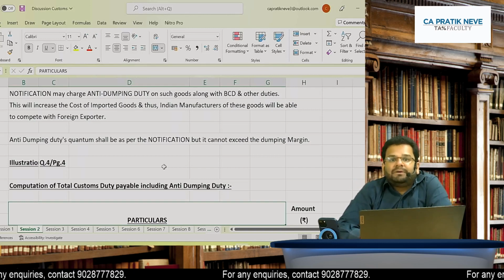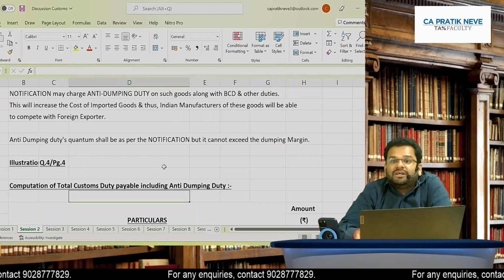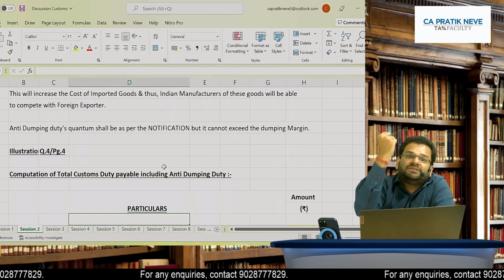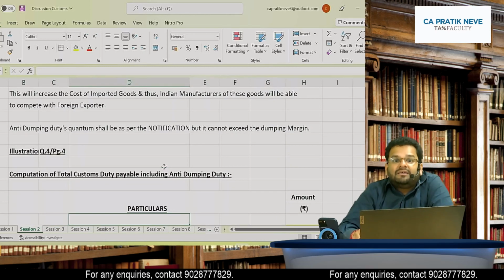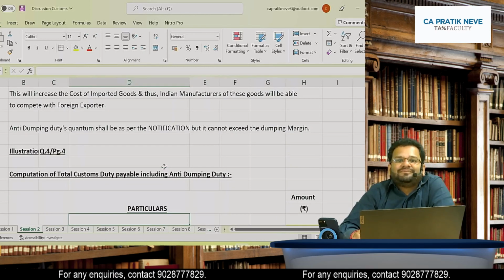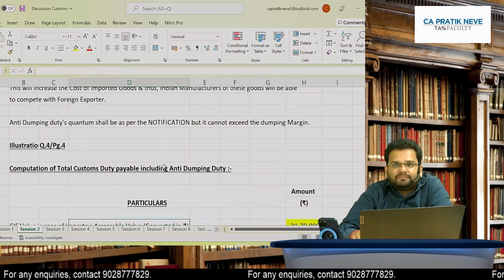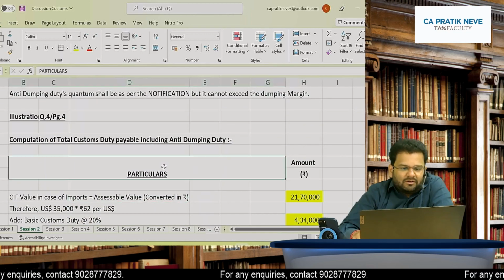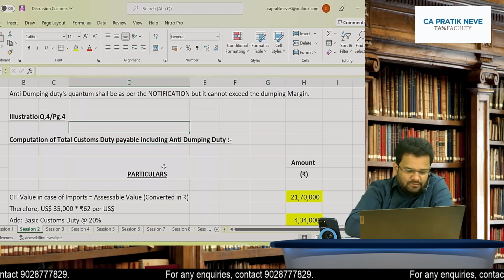So actually dumping is a wrong practice done by foreign countries, to which India is giving the answer by charging anti-dumping duty. That's why the word anti means against, right? Against dumping, anti-dumping. So see illustration 4 on page 4.